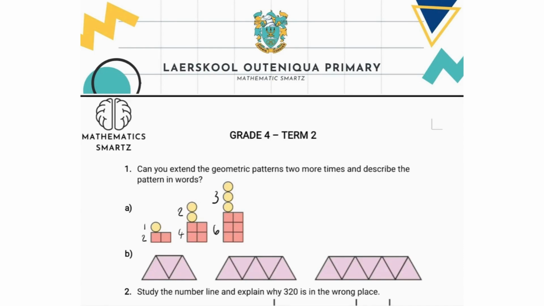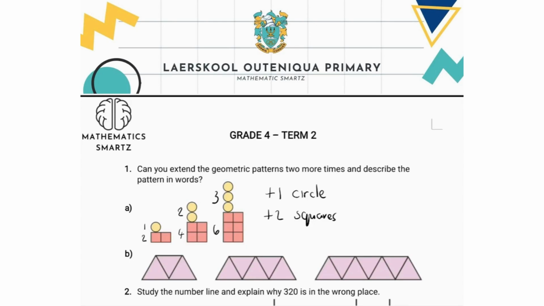How many circles am I adding between each picture or term? Yes, I add 1 circle. How many squares do I add between each term? I add 2 squares. Therefore, with every term or picture, I have to add a circle and 2 squares. So, how does term 4 and 5 look?